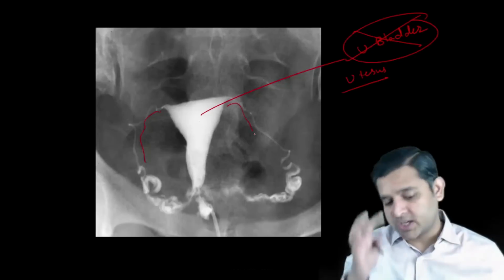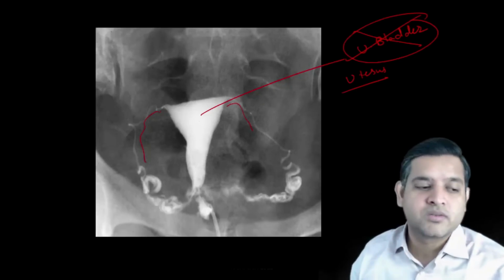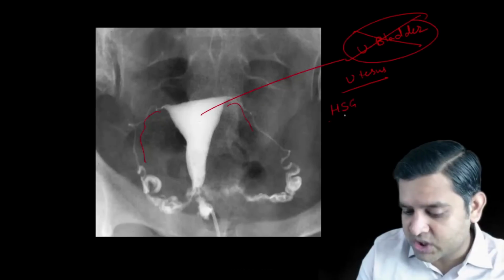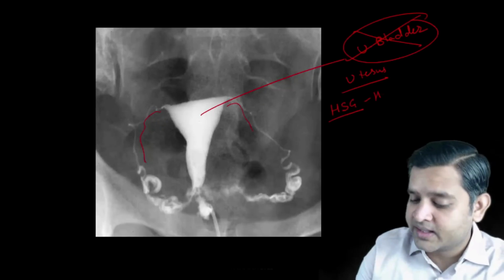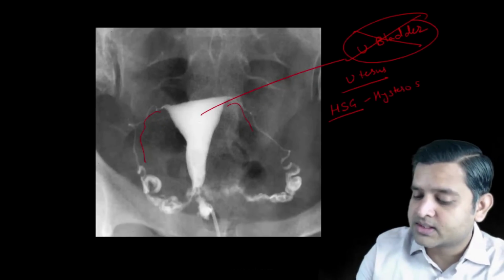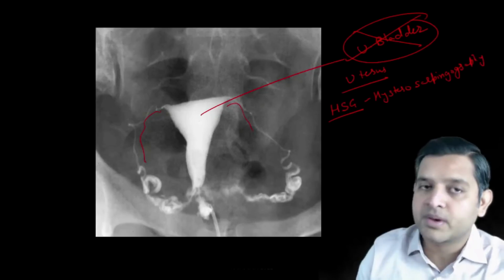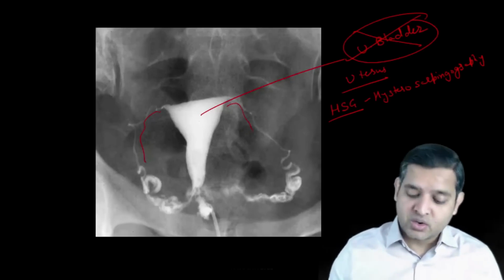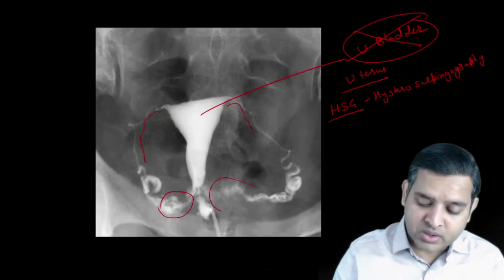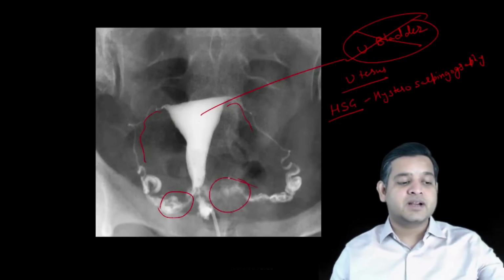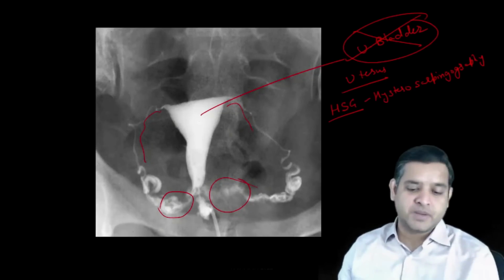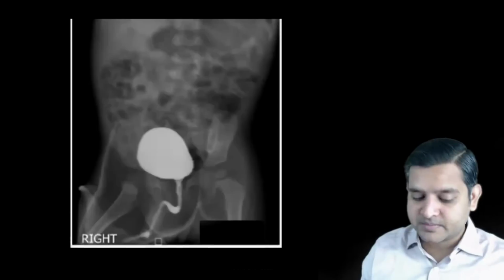So if you are seeing the opacification of the uterus and the fallopian tubes, what is the name of the investigation that we are seeing? We are seeing HSG. Now what is HSG? Hysterosalpingography. That is how a normal HSG looks. As you could see, there is a free intraperitoneal spill. The moment I see a free intraperitoneal spill, that means the tubes are patent.